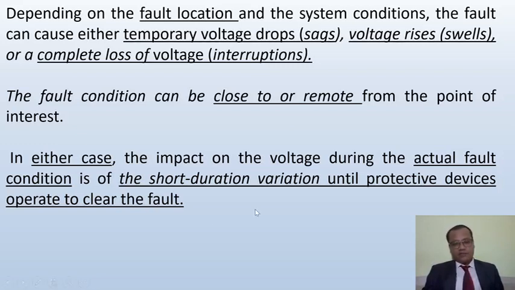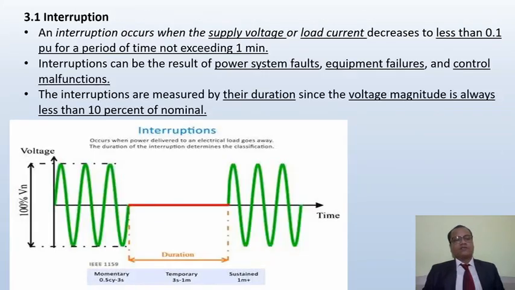In either case, there is an impact on the voltage during the actual fault condition, a short duration variation, until the protective device operates to clear the fault. So obviously, when there is a voltage drop or a voltage rise, up till the point the protective device operates, and when there is a fault, within that span of time the device has to sustain that kind of variations. Now we'll see them one by one.